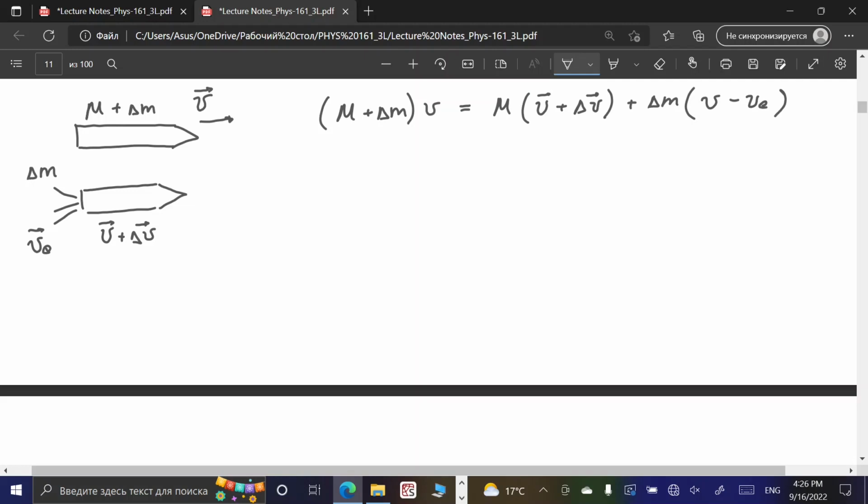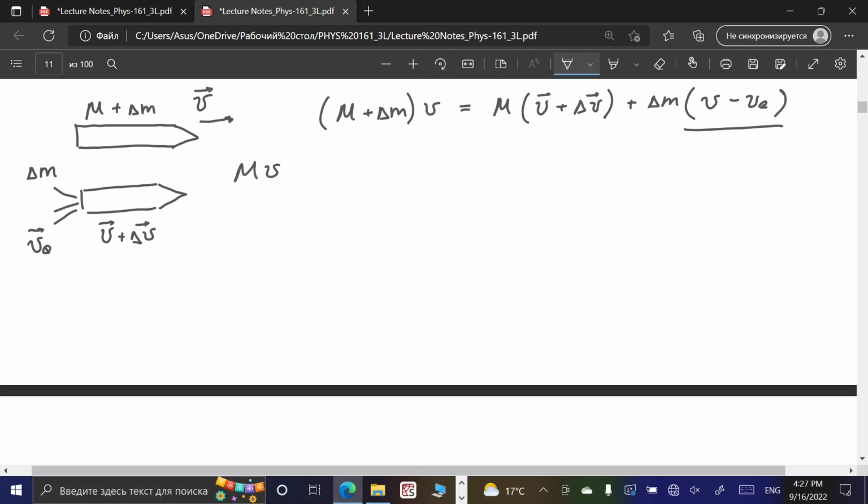Here we have v minus v exhaust, because we need to express the velocity of the exhausted gases with respect to the ground. V exhaust is the velocity of the exhausted gases with respect to the rocket. So there we have this difference between the velocity of the rocket and the exhaust velocity of gases with respect to the rocket. Eventually these parentheses will give us the velocity of exhaust gases with respect to the ground. Now we open the parentheses and see what we get here.